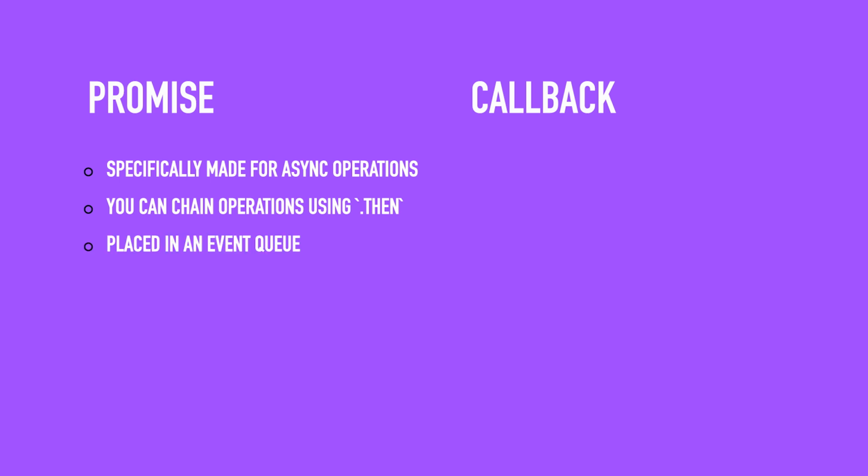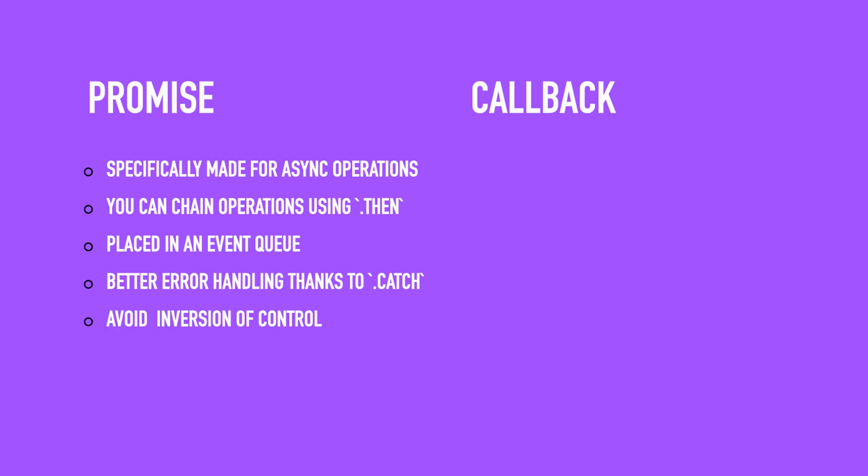Promise callbacks are always called in the strict order they are placed in an event queue. Error handling is also much better thanks to the catch block. Promises also avoid inversion of control, unlike callbacks, which lose full control of how functions will be executed when passing a callback to a third-party library.